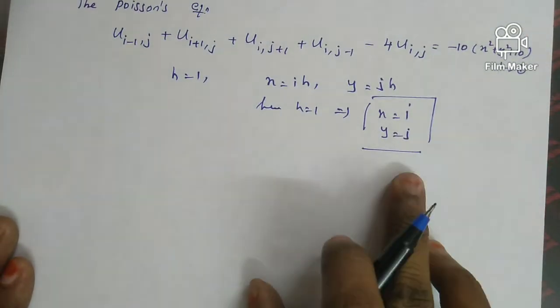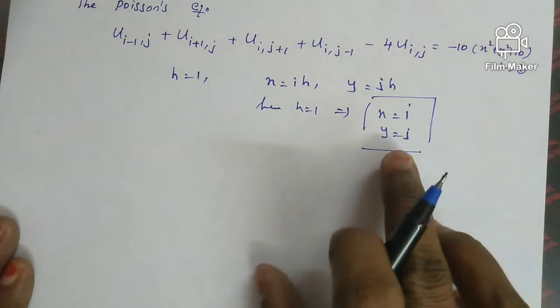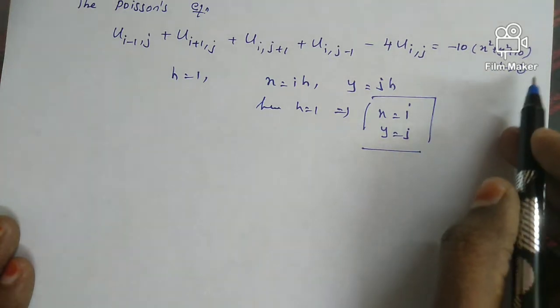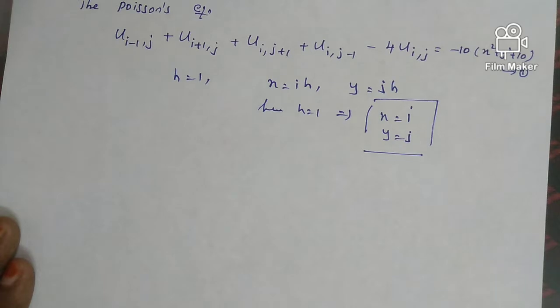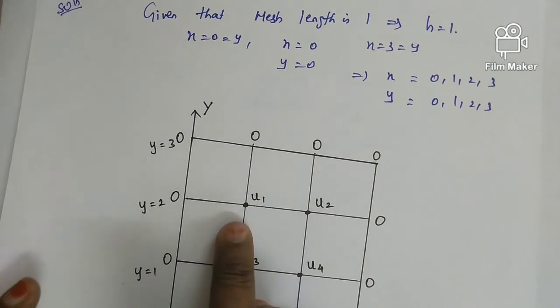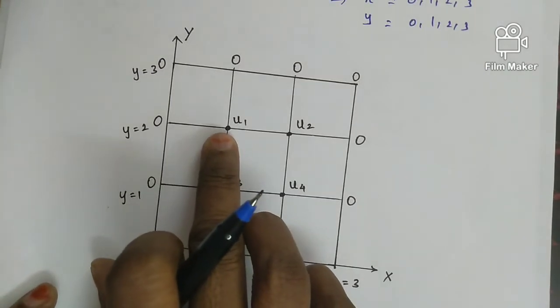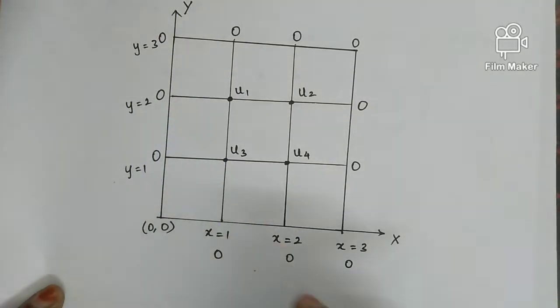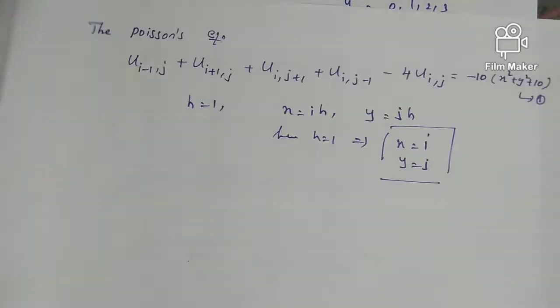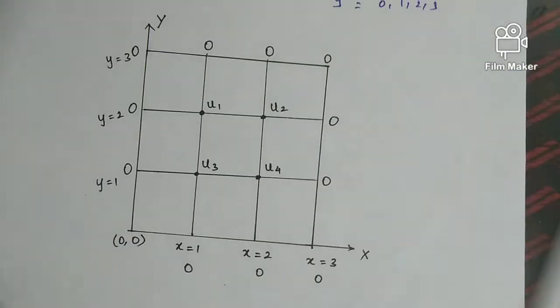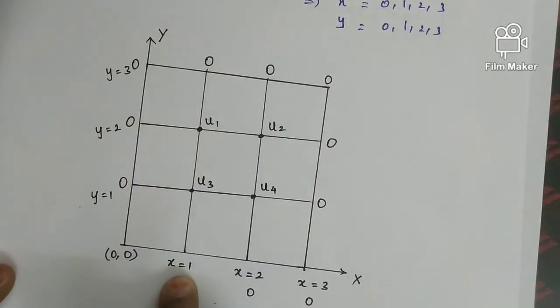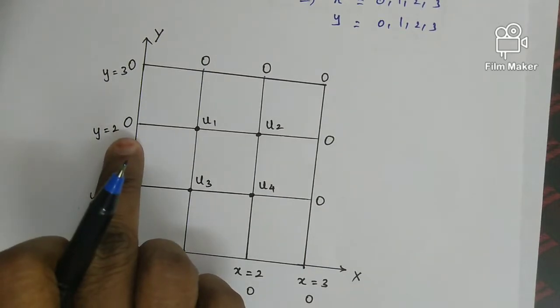Now we are going to apply the values i equal to 1, 2, 3 and substitute the values of j also in equation 1. Equation 1 is the given equation. What is the first mesh point in the diagram? The mesh point is u1. At the point u1, what are our i and j? Here x is equal to i and y is equal to j. At u1, looking at the diagram, x is equal to 1, that means i equal to 1, and j equal to 2.